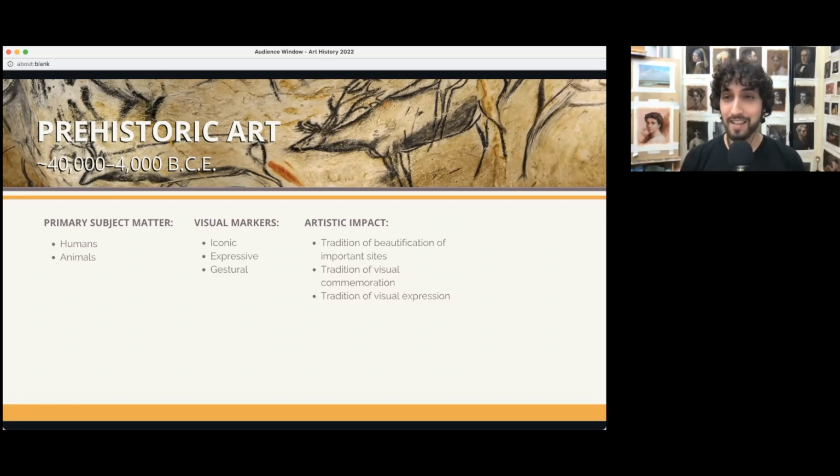That started in the deep, deep past, tens of thousands of years ago. And all those things are still with us today. So, all those artistic impacts we are attributing to prehistoric art.